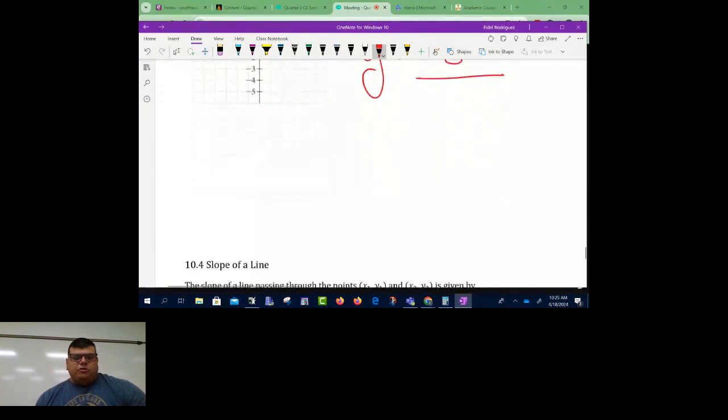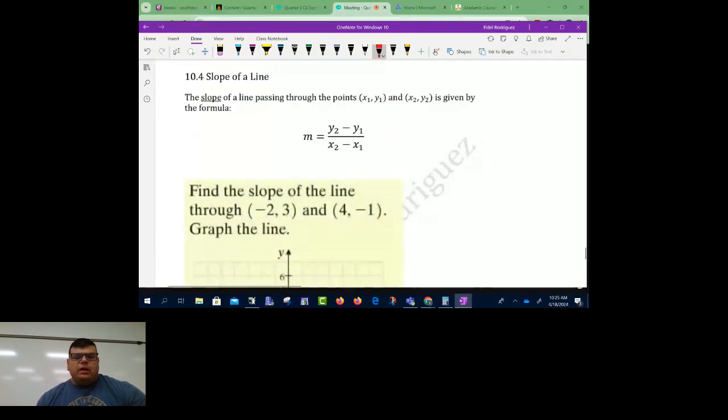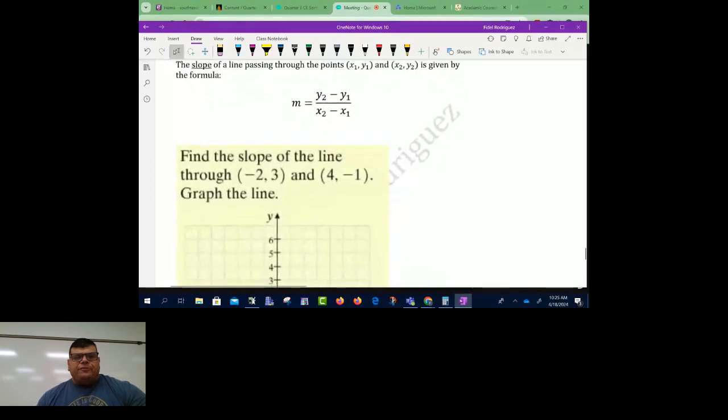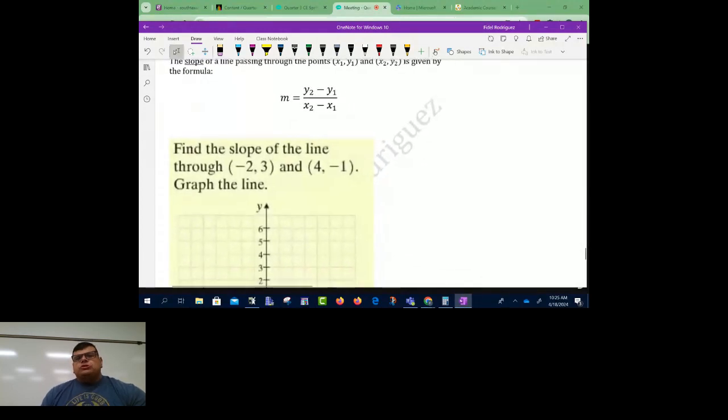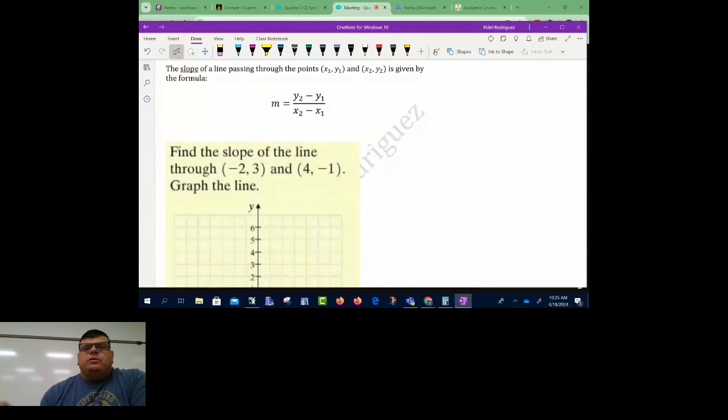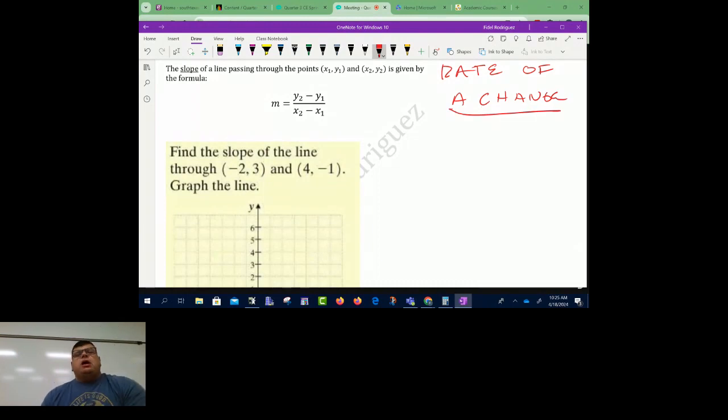Okie dokie. Let me scroll down a little bit further. Y'all, we're going to talk now about the slope of a line. Let me just give you some information here. The slope is what we call a rate of change. We actually talk about slopes pretty much in day-to-day life. So let me give you a typical example of what would be a slope.